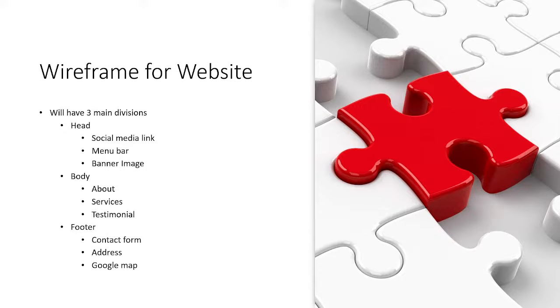Just imagine, the head section will have the social media link and a menu bar. Then in the body we will have about us content, then services content, then a testimonial content. In the footer we will have a contact form, address, and Google Map. So this is what we will have.